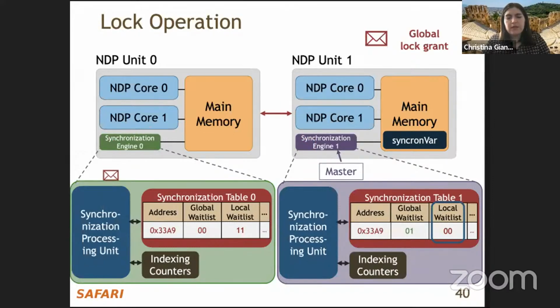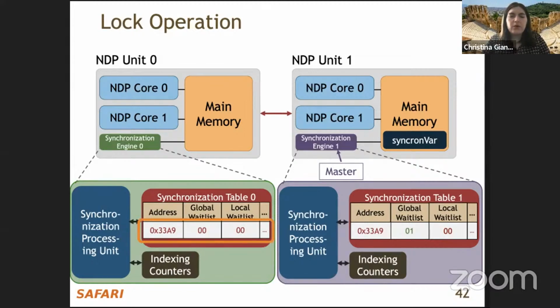Then, if there are no other local NDP requests, it will grant the lock to the local synchronization engine of another NDP unit based on the global waiting list. The local synchronization engine of the other NDP unit serves all the requests from the local NDP cores based on the local waiting list, and each time it resets the corresponding bit in the local waiting list.